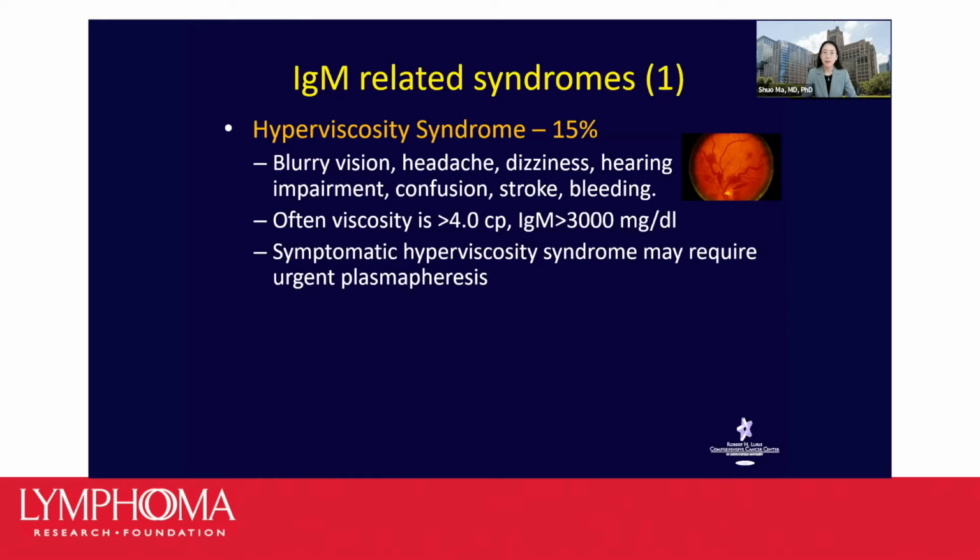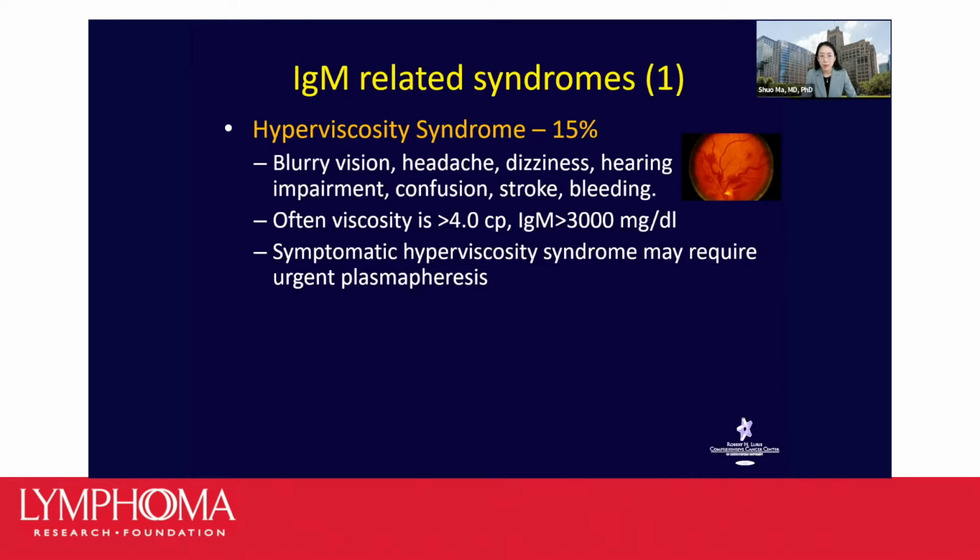So there could be many different presentations. The most common ones are headache, blurry vision, dizziness, or hearing impairment. Sometimes patients report ringing of the ears. In severe cases, it can cause confusion, stroke, or heart attack. And some patients can also present with mucosal bleeding, like frequent nosebleeds or bleeding in the GI tract.